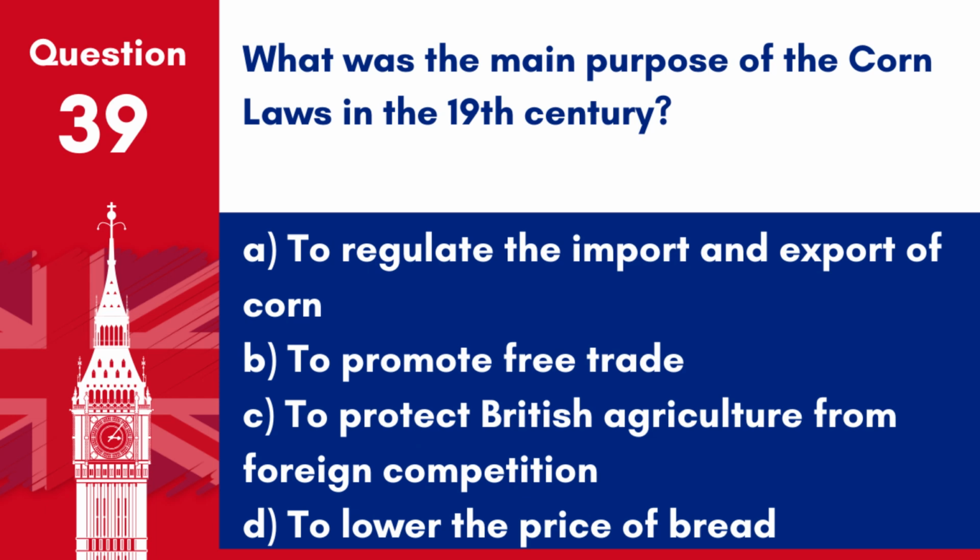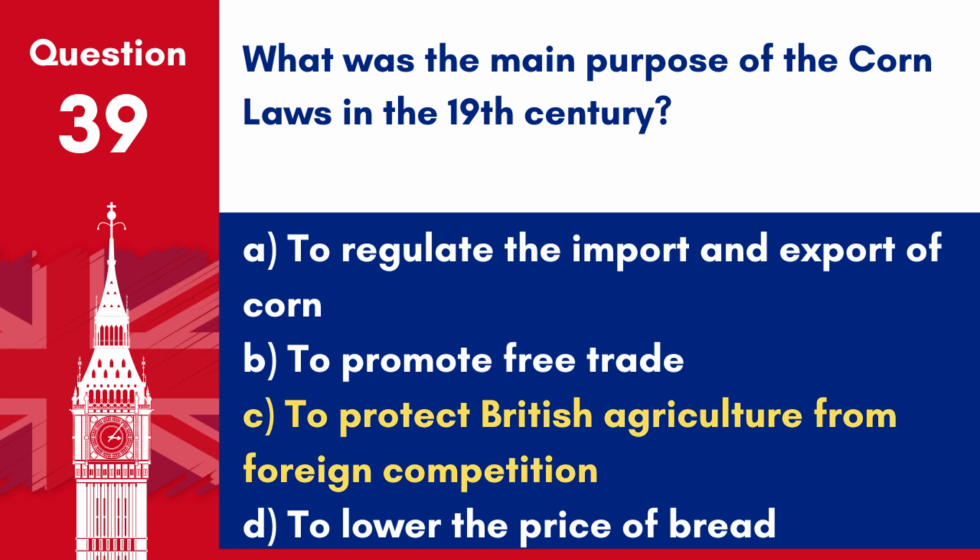What was the main purpose of the Corn Laws in the 19th century? A. To regulate the import and export of corn. B. To promote free trade. C. To protect British agriculture from foreign competition. D. To lower the price of bread.